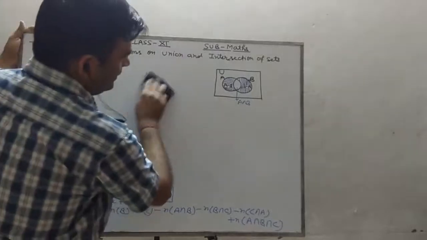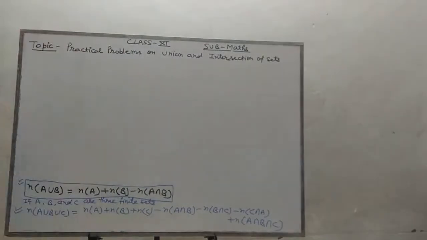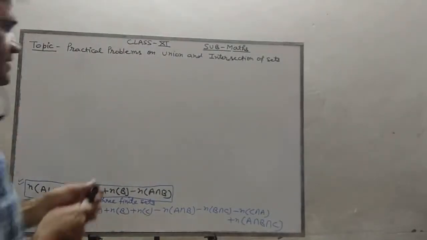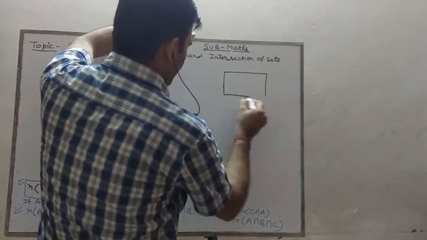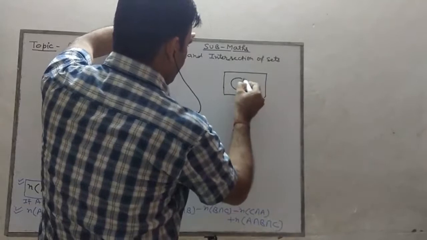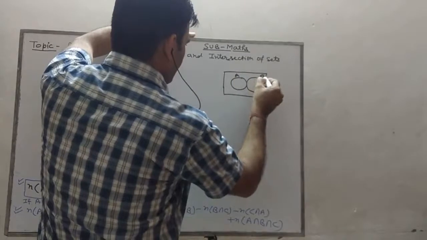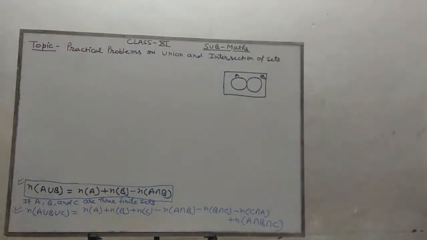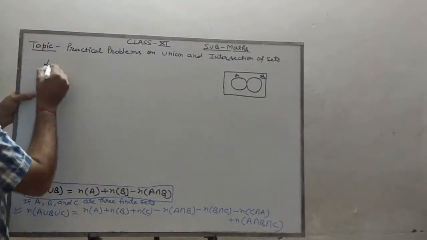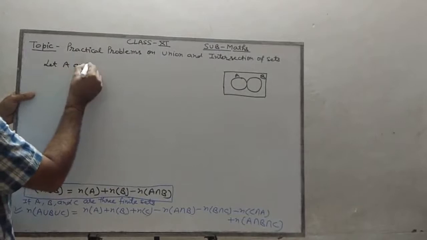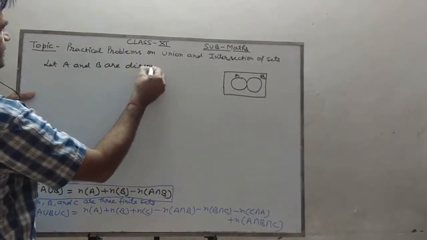If I want to make the Venn diagram for two disjoint sets A and B, then I can make it out as this is set A and this is set B. You are seeing nothing is common in it. Here A and B are disjoint sets. So let A and B be disjoint sets.